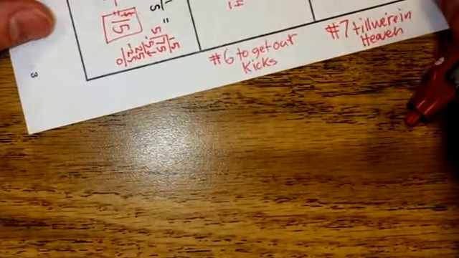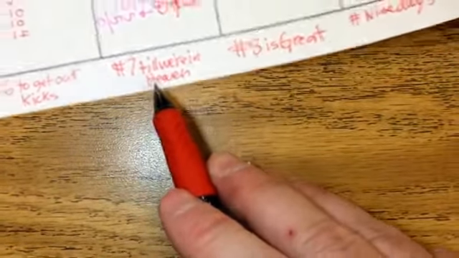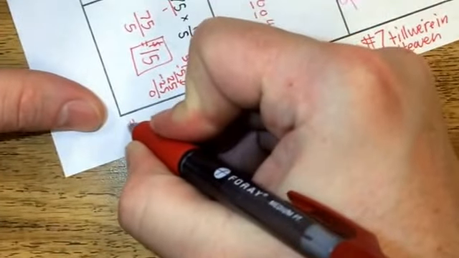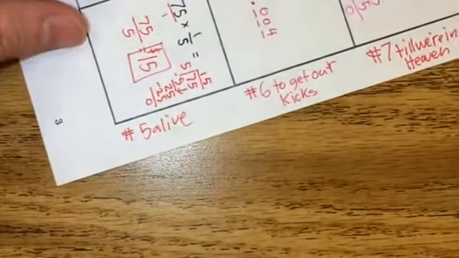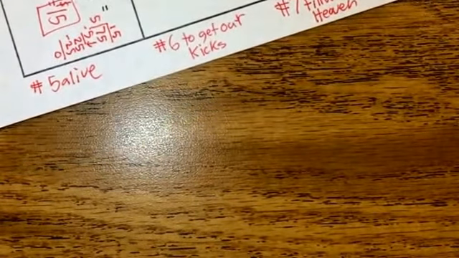Okay. So we had 9 days, 8 is great, 7 till we're in heaven, 6 till we get our kicks, and today is 5 alive. 5 more days, folks, 5 more days until we go on spring break after today. All right, let's make them 5 great days, including today. Have a good one.